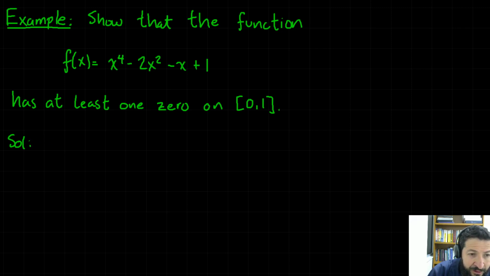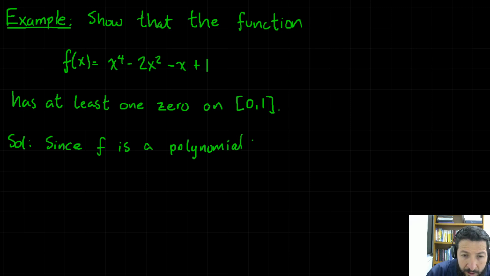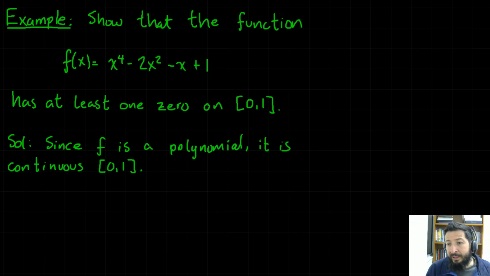So since the function f is a polynomial, it is continuous. It's continuous on the entire real line, but in particular, it is continuous on the interval 0 to 1. Why do I care about that? Why do I make that a point? Well, because I need that for my intermediate value theorem to apply.